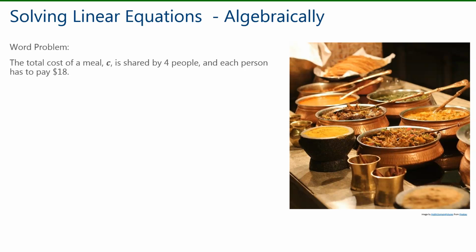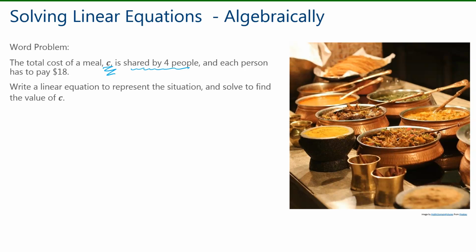The total cost of a meal, C, is shared by 4 people, and each person has to pay $18. That does look like a wonderful meal on the side. Our task here, write a linear equation to represent the situation and then solve to find the value of C. So in other words, we have to figure out the total cost of this meal. The total cost has been divided up amongst 4 people. That means C divided by 4.